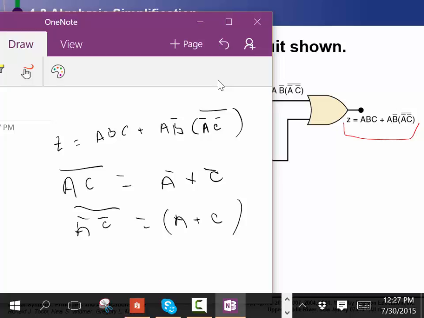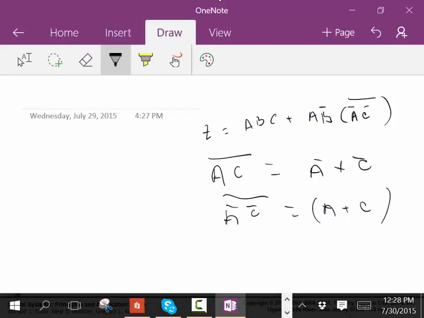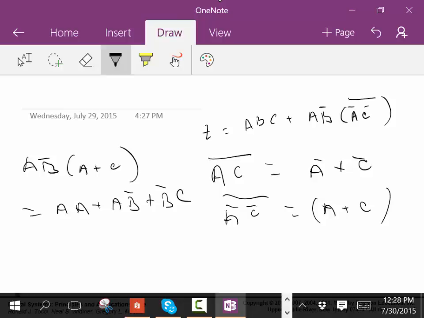So when I do that, I'm going to multiply that out, and I'm going to say AB naught times A plus C is equal to AA plus AB naught plus B naught C, right? Everyone see where I got that from? I just multiplied that out. Well, AA is what? A times A is A, correct? So this is A plus AB naught plus B naught C right there.